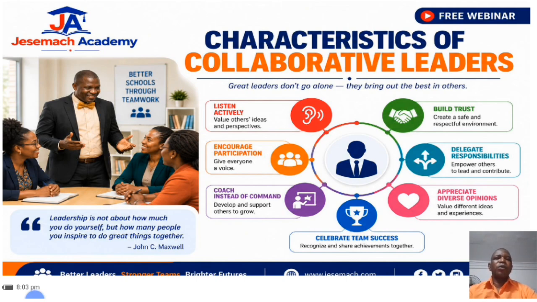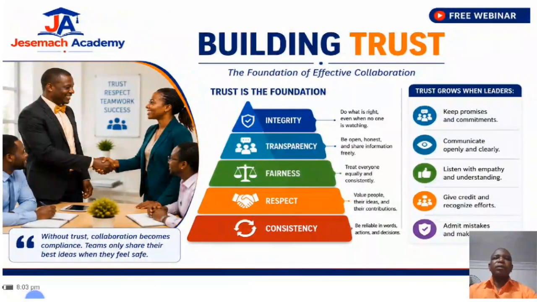Another point I actually want you to know tonight is you must learn how to appreciate diverse opinion. Don't believe that it is your own opinion that matters most. Learn how to appreciate others who also make contributions to whatsoever you do. Leadership is not about how much you do yourself, but how many people you inspire to do great things together with you. All right. So let's move on to the next slide.